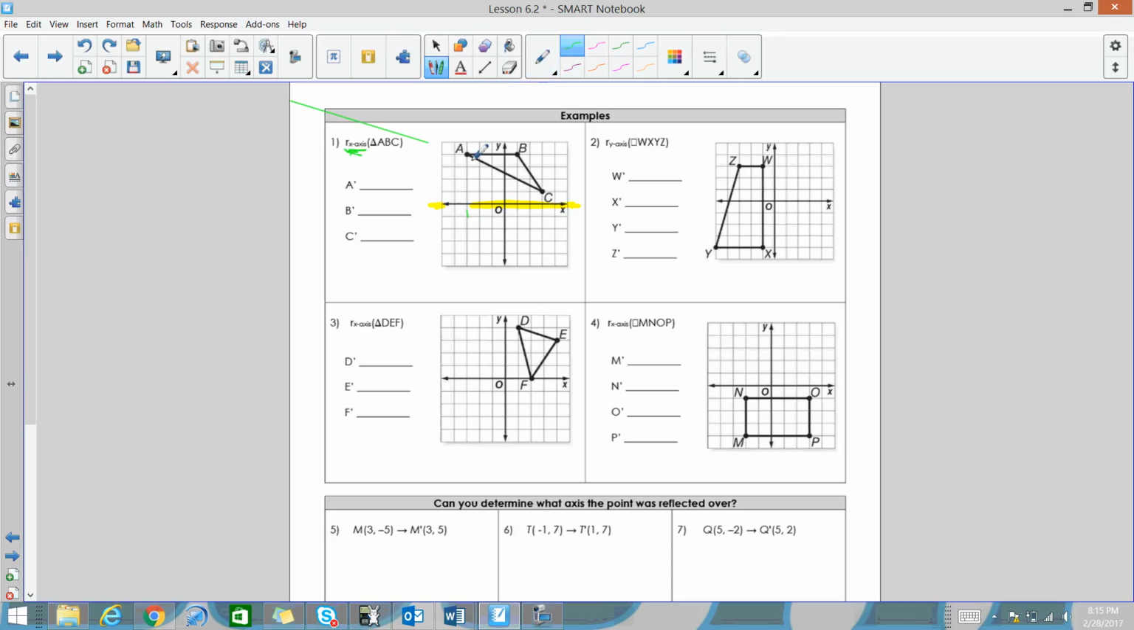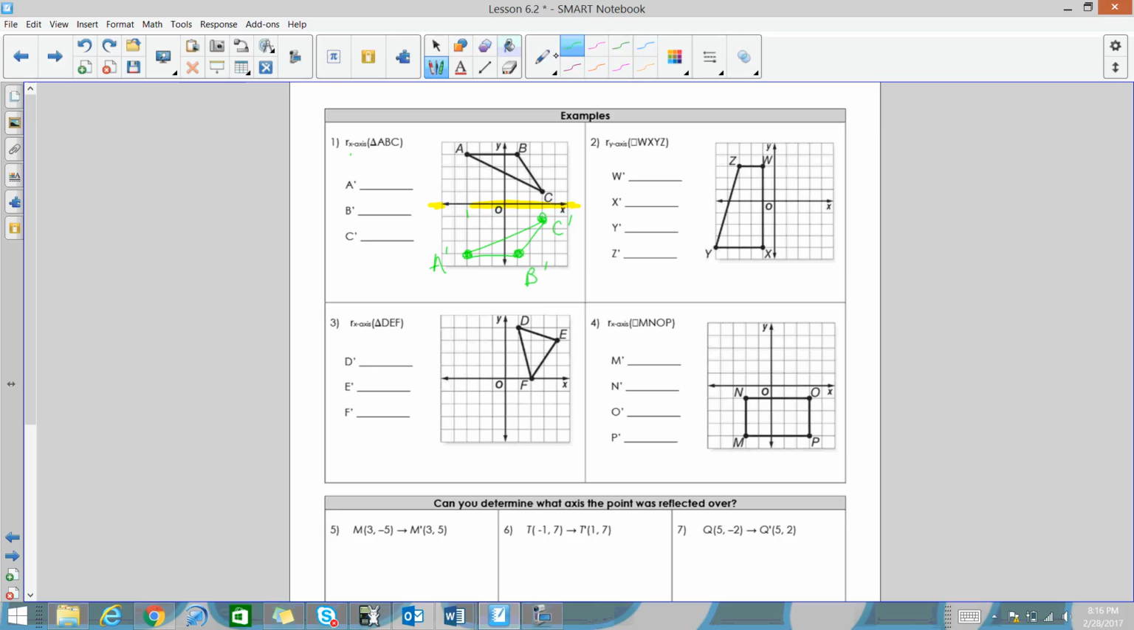So 1, 2, 3, 4. This is A prime. B prime is 4 also, so we're going to go 4 on the other side. That's B prime. And then C is 1 away, so we're going to go 1 away here, and that's C prime. So we connect all of our points. And notice, these triangles should look almost identical. It's just flipped over your line of symmetry.